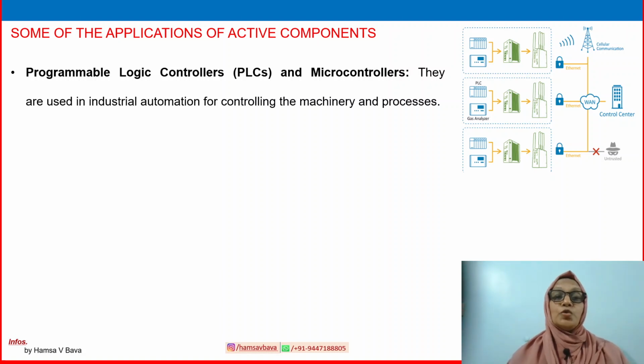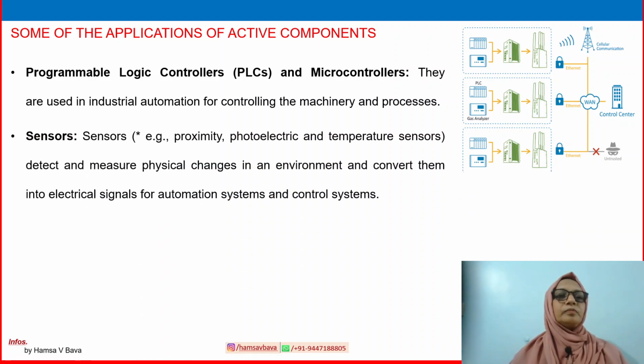These active components are used in PLCs and microcontrollers mainly. They are used in industrial automation for controlling the machinery and the processes. Here in this figure also we can see the control center, then the cellular communication, etc. Then sensors. Sensors detect and measure physical changes in an environment and convert them into electrical signals, usually for automation systems and control systems, since these electrical signals are very easy to manipulate and control, and we can read them in a very simple manner.